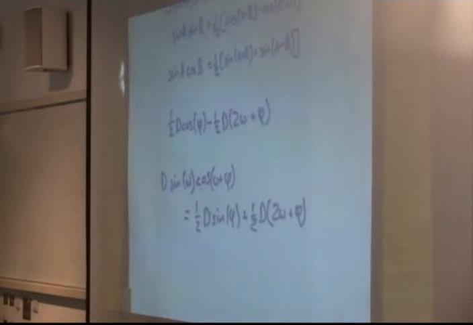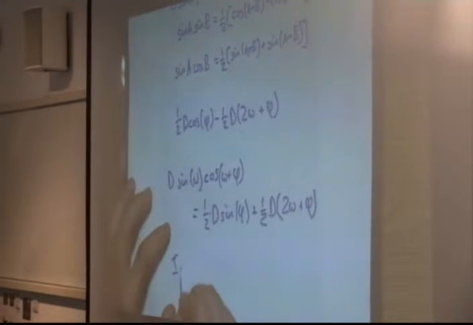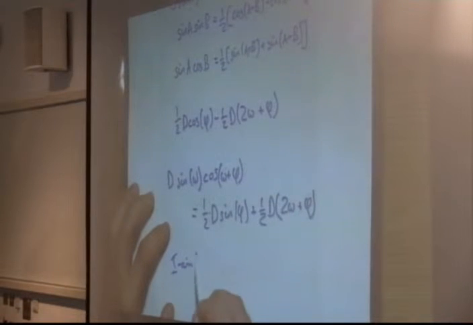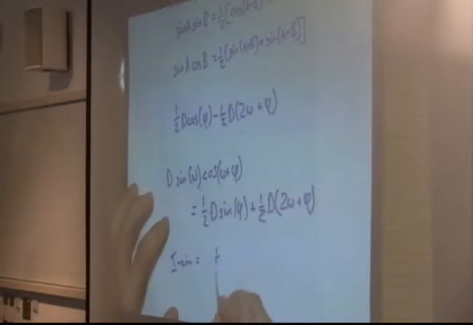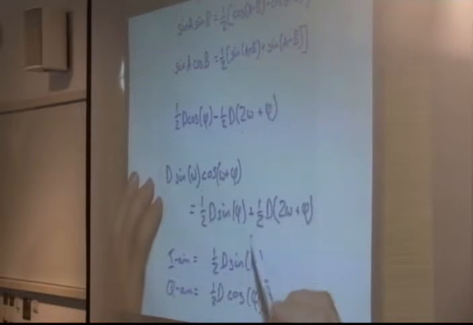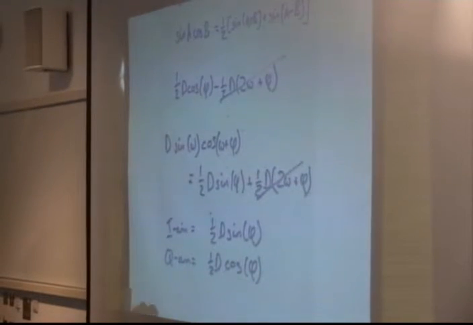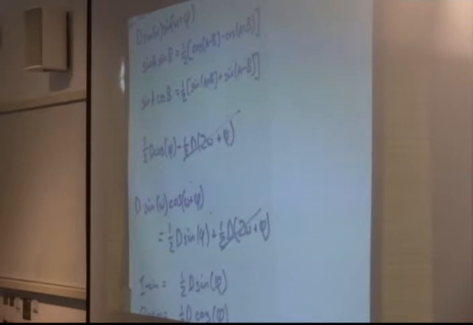Then you can just end up with that what's coming out of the I arm is a half d sine of the phase error, and what's coming out of the Q arm is a half d cos of the phase error, because we've got rid of these parts by low pass filtering.